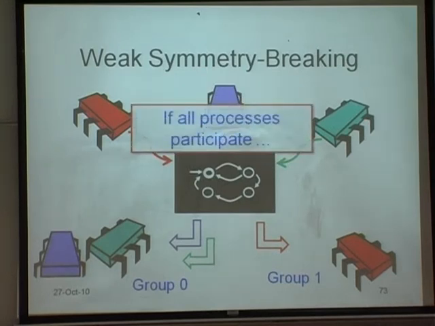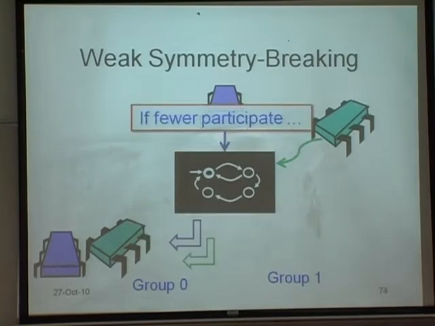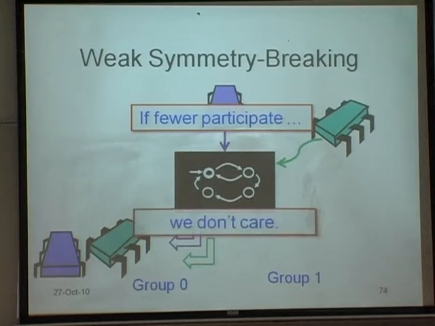And the rule is that if everybody shows up, if they all participate, then at least one process goes into each group. So we break the symmetry. We send them into separate groups. The reason this is weak is that if fewer participate, if they don't all show up, then we don't care. It's okay if they all go to the same group. So we only need to worry about what happens if all n+1 processes participate. If one of them fails, then we don't have any requirements for what happens. So you can see why this seems like it's pretty weak.